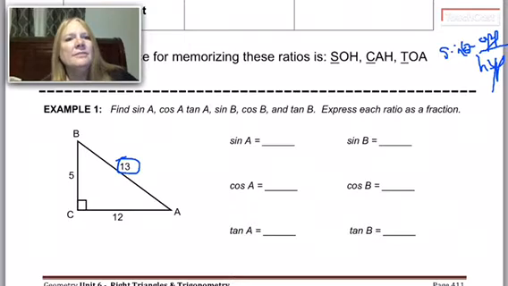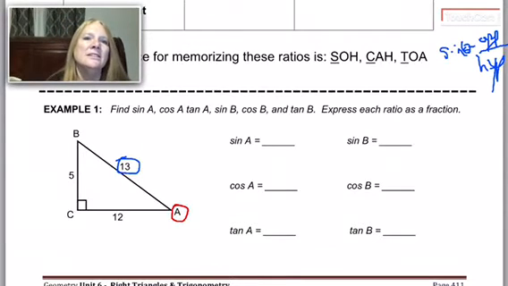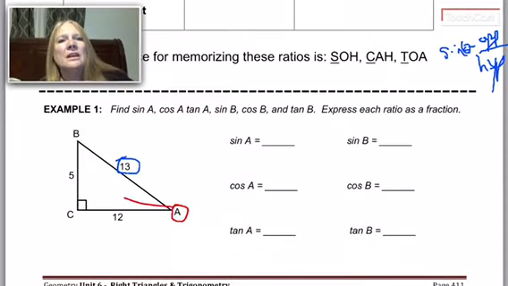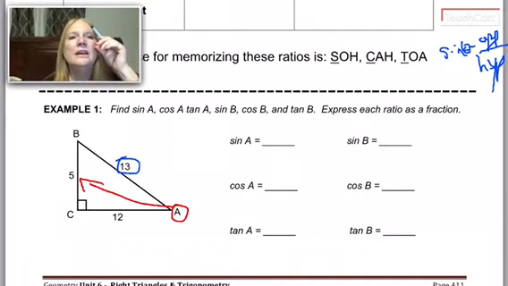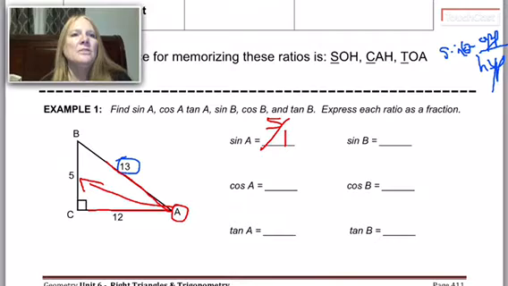From A, the opposite side is always the side that does not touch the angle. It's across from the angle. If you look, this side here that has the length of 12 touches A. The hypotenuse also touches A. The opposite is across from it. So opposite is 5, and again, the hypotenuse never changes.